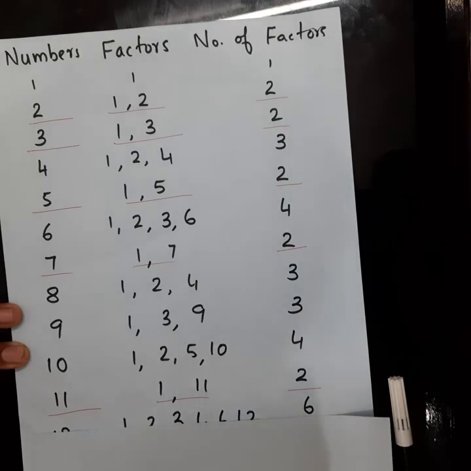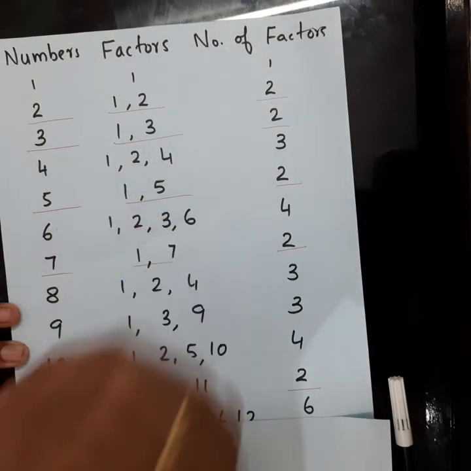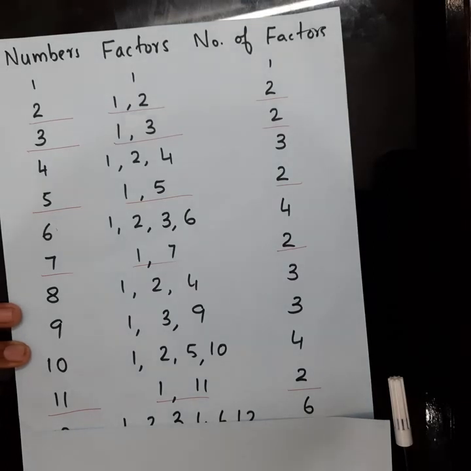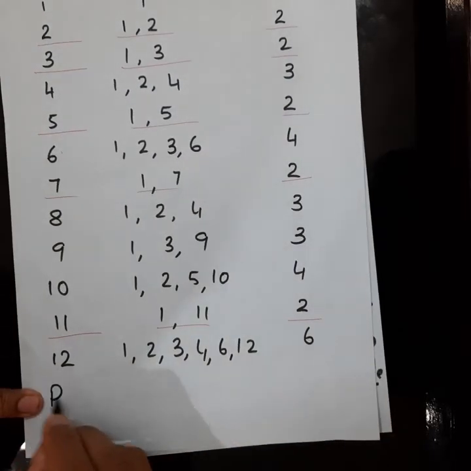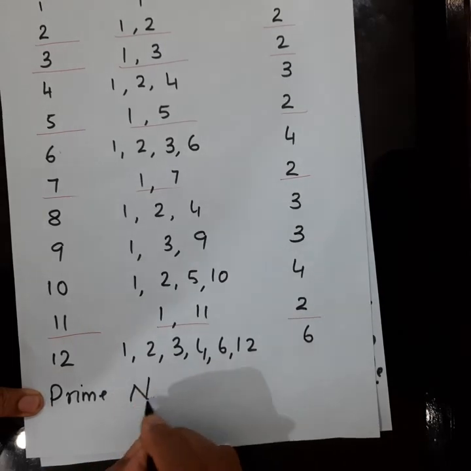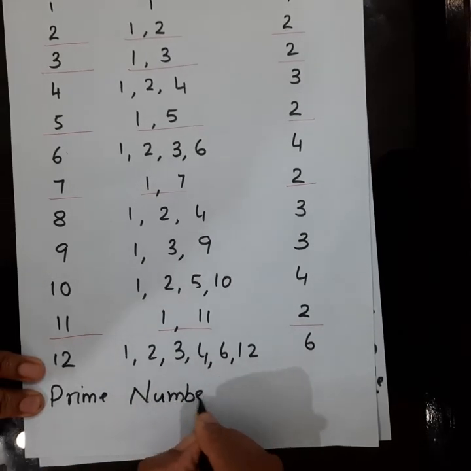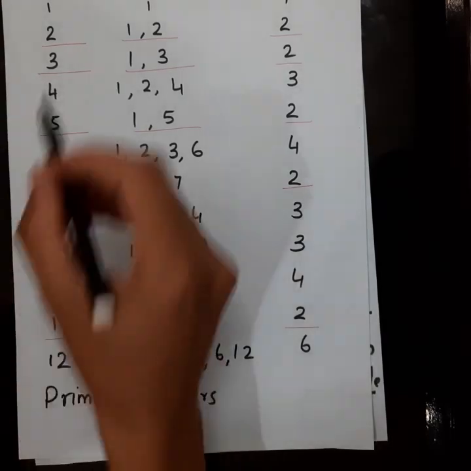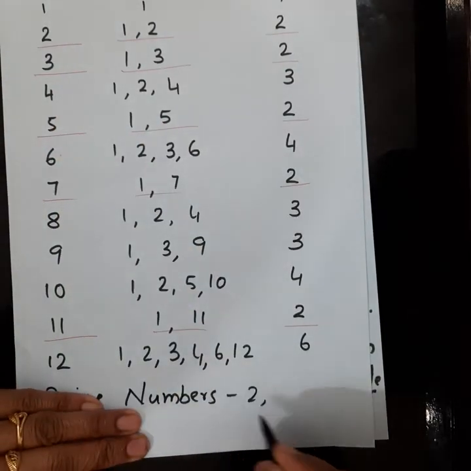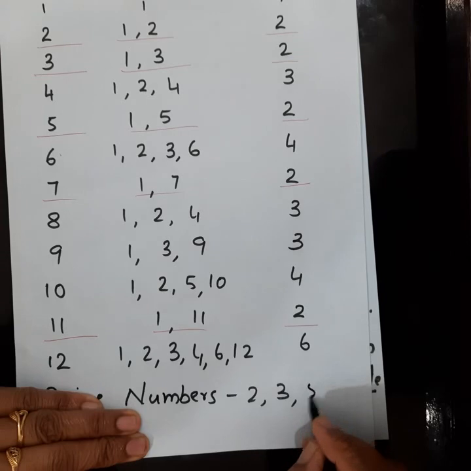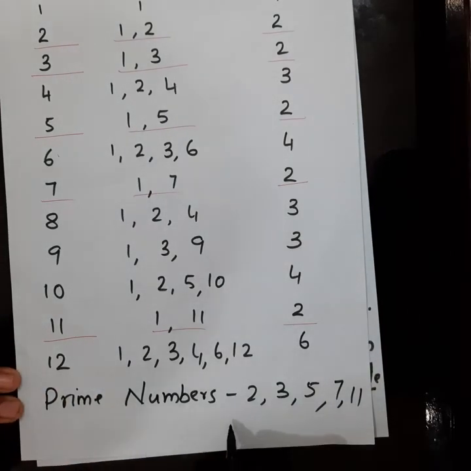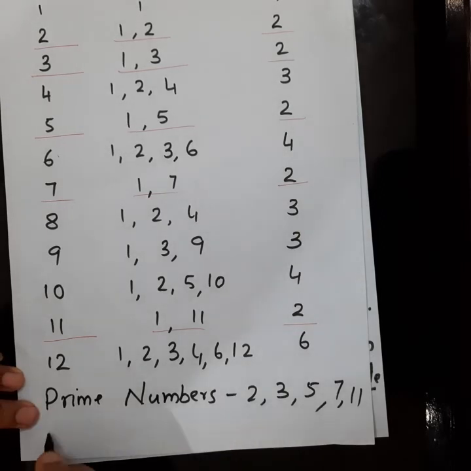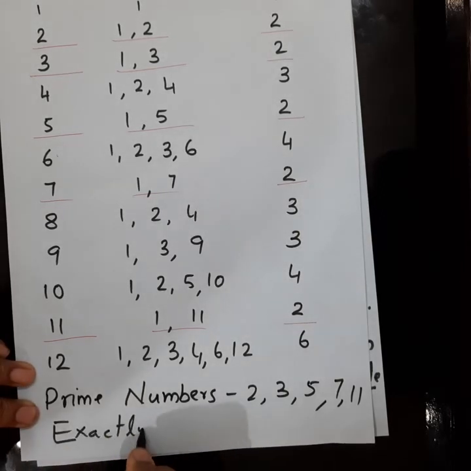So we will say that the numbers which are having exactly 2 factors are called prime numbers. What are they called? Prime numbers. The numbers which are having exactly 2 factors are called prime numbers. So from this list, which are prime numbers? The numbers 2, 3, 5, 7, 11, all these are prime numbers. So what is the meaning of prime numbers? Which have exactly 2 factors.